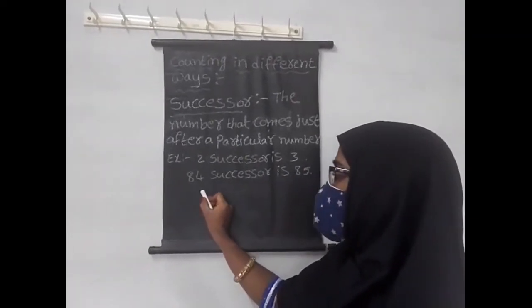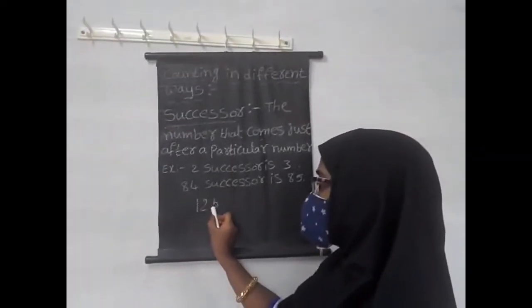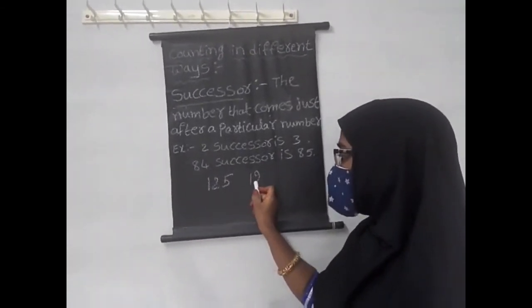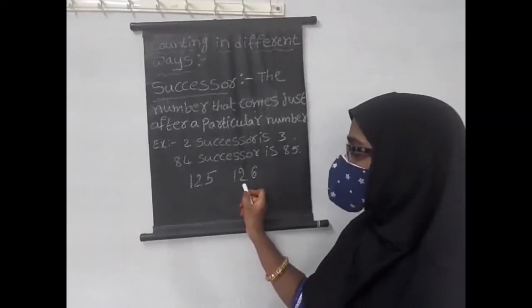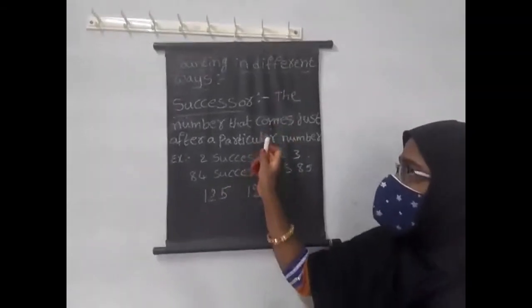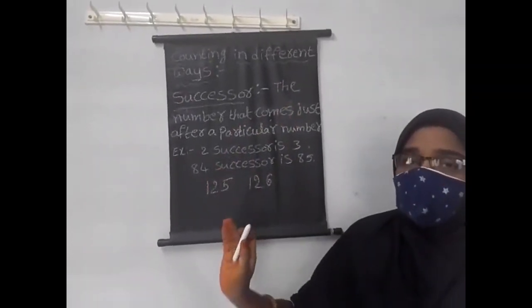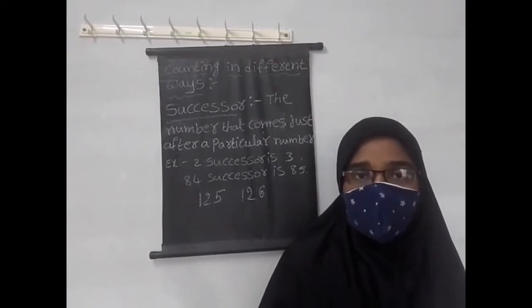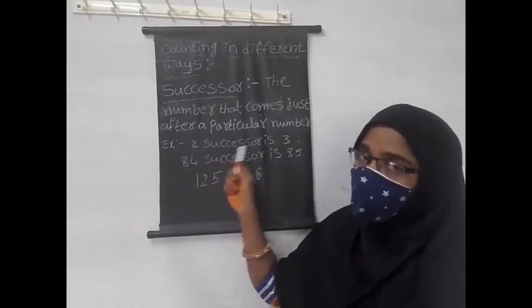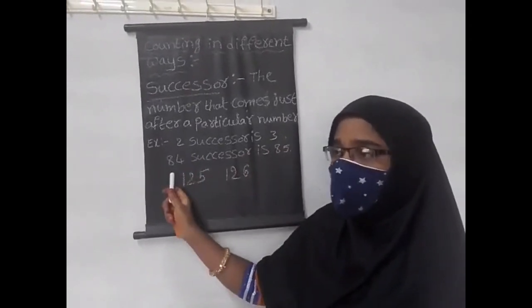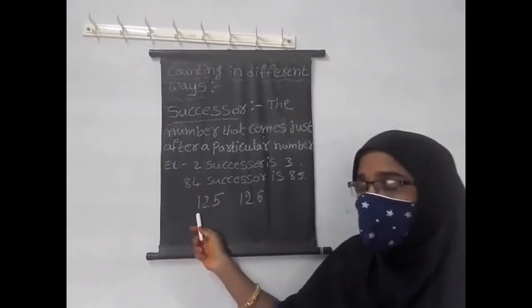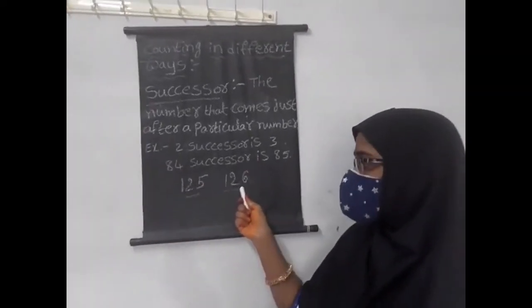For example, if you have taken 125, after this number, which number comes? 126. So 126 is the successor of 125. Once again, successor means the number that comes just after a particular number. For example, 3 is the successor of 2, 85 is the successor of 84, and 126 is the successor of 125.